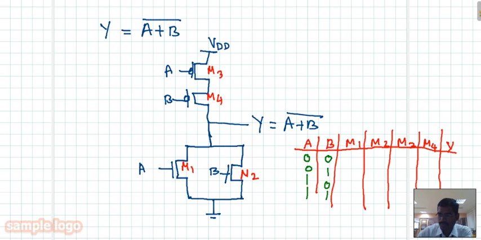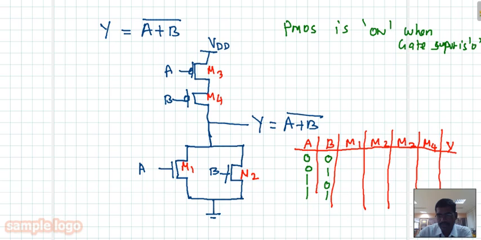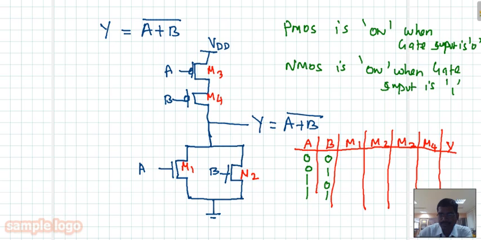PMOS is on when the gate input is 0. NMOS is on when the gate input is 1. The off condition is quite the opposite.